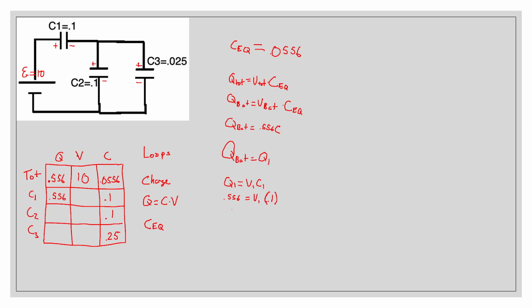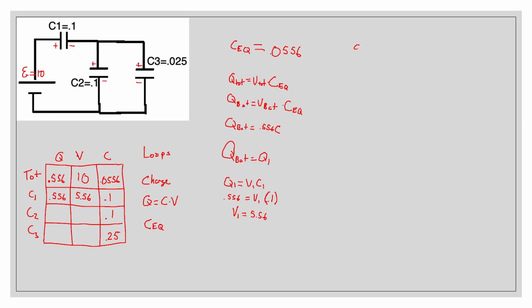And that means that V1 is going to equal 5.56. Okay, I just solved for a voltage. So guess what I want to do next? Probably want to use a loop rule. Remember I've got these loops: 10 minus 5.56 minus V2 is going to equal 0.